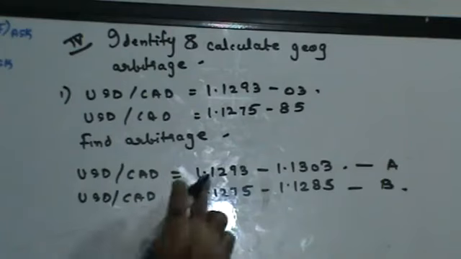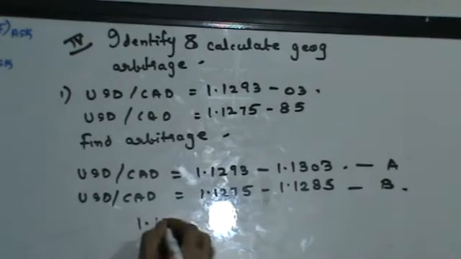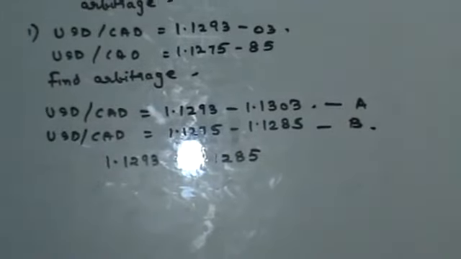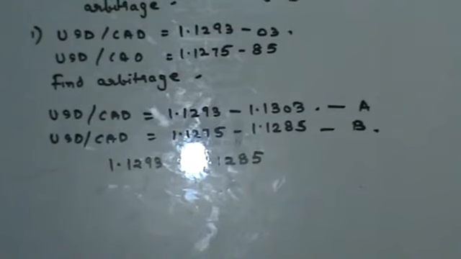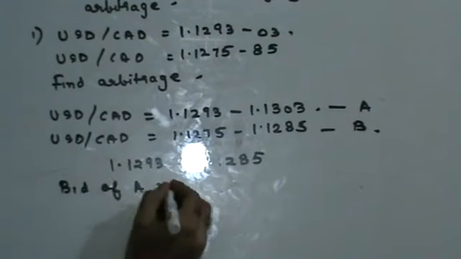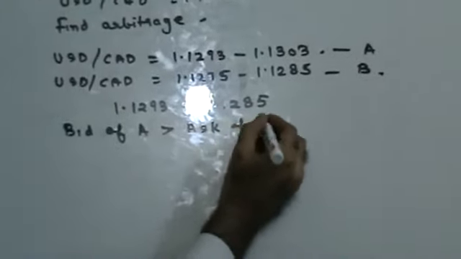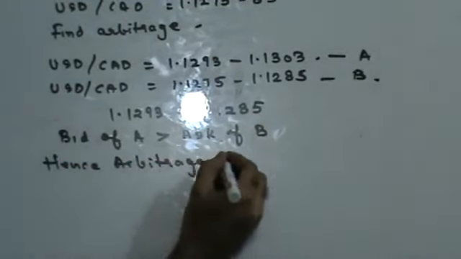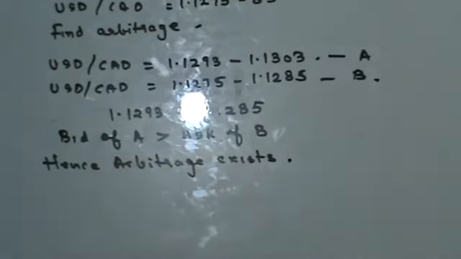Now if you look at this, 1.1293 is greater than 1.1285. Bid of one quote has to be greater than the ask of the other quote for arbitrage to exist. Arbitrage can exist only when the bid of one quote is greater than the ask of the other quote. That means I can say that bid of A is greater than ask of B. Hence, arbitrage exists.